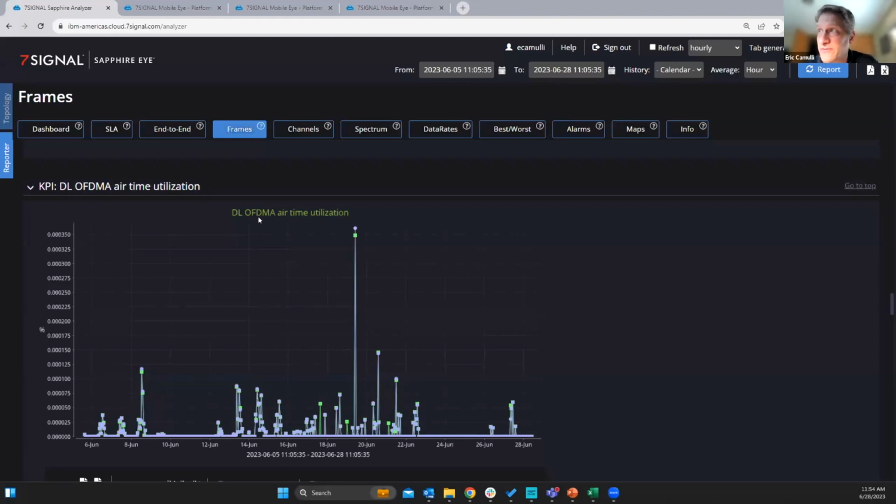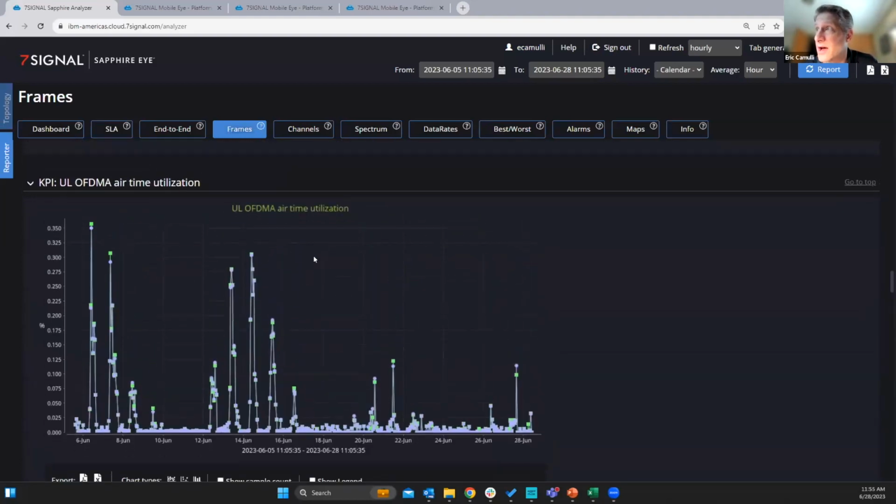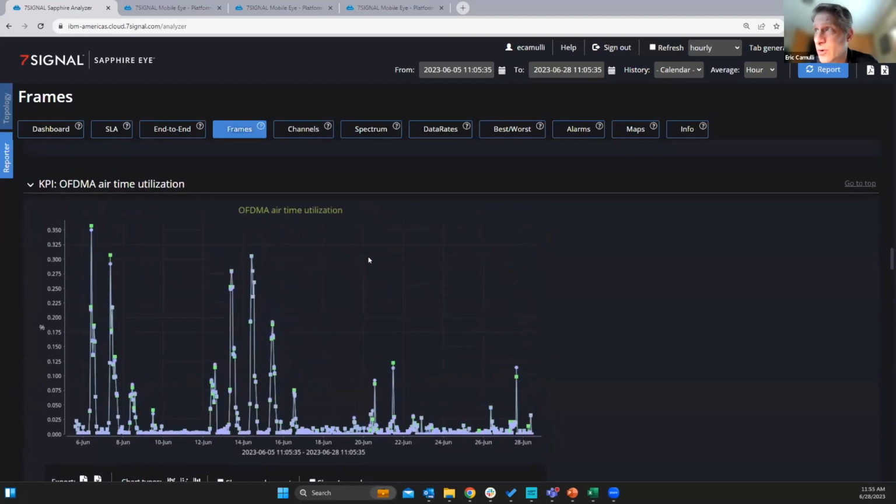So we're measuring OFDMA in the download direction here, the airtime utilization. We're measuring it in the upload direction, as you can see here. Very few frames, as you can see by the decimal point here on the y-axis. Nevertheless, it's in effect. And then, of course, total OFDMA airtime utilization.